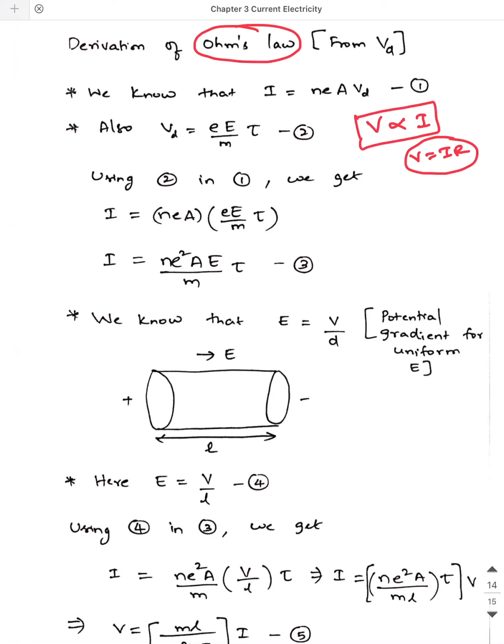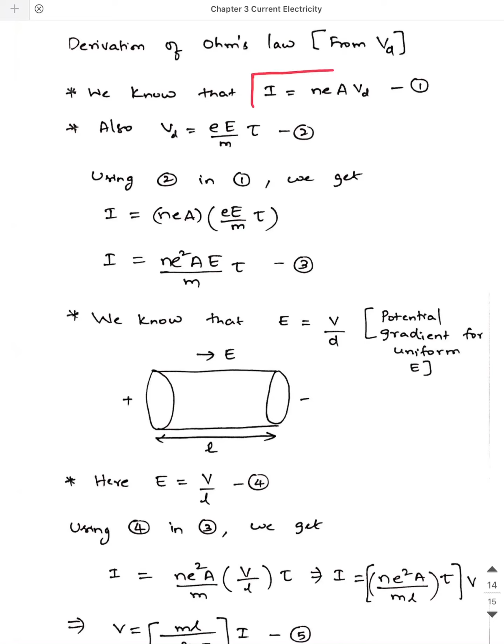For this, we are going to start with the known expressions. This is a very simple derivation. It's all about manipulating the known values. The first step is, we know that current is equal to nevd. The reason why we are writing the expression for current is that Ohm's law speaks about the relation between potential difference and current in terms of resistance. Now we know that vd is equal to eE divided by m into tau. This is the expression for the drift velocity.